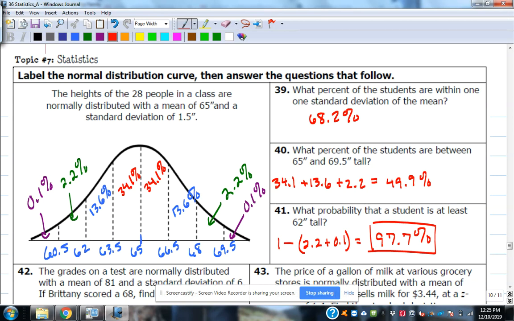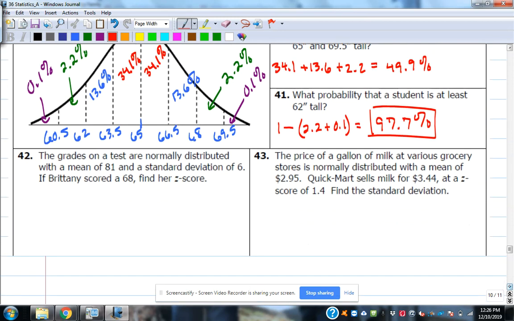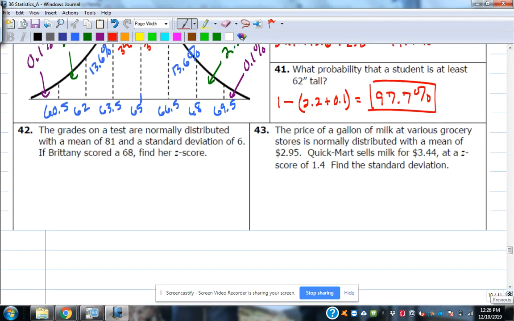Whether you add this direction or subtract from 1 in those directions. All right, let's talk about a little bit more statistics level kind of stuff.